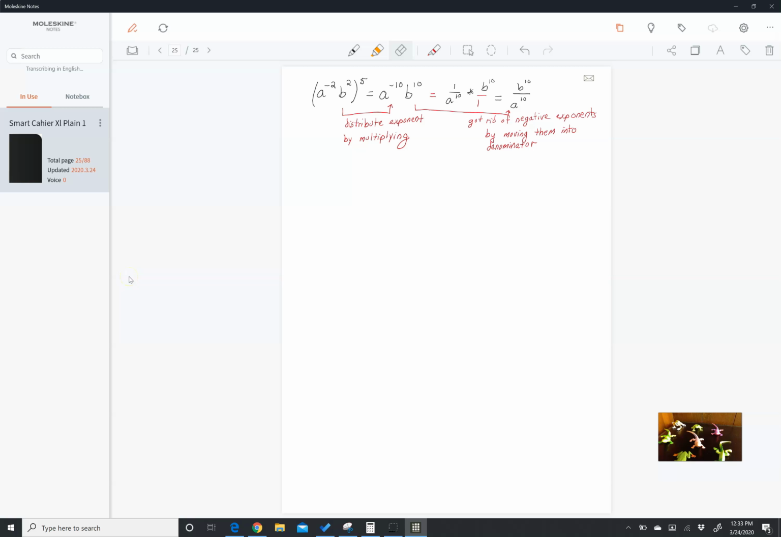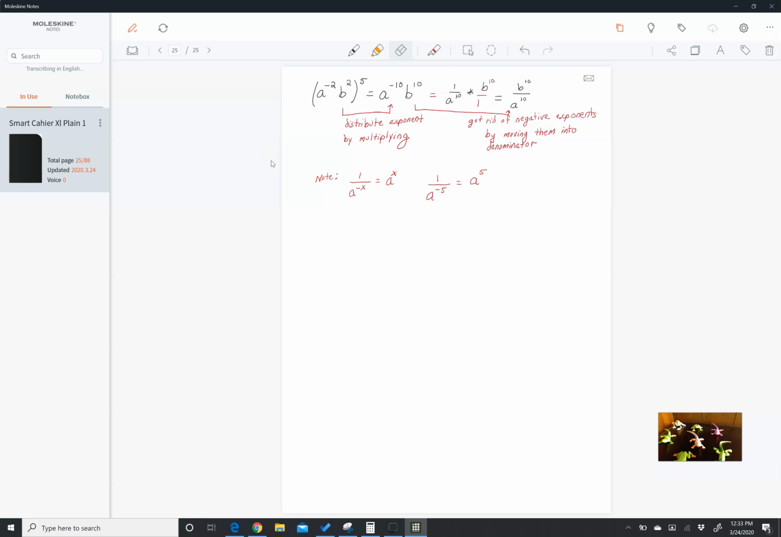You should also note 1 over a to the negative x is equal to a to the positive x. Okay, in other words, if you have 1 over a to the negative 5th, you can move that into a numerator. So if it's in the denominator and it's negative, move it to a numerator.